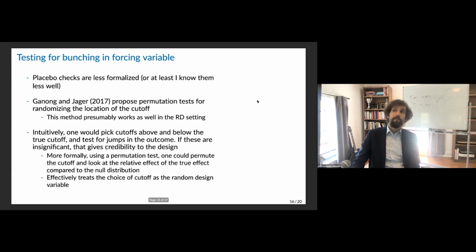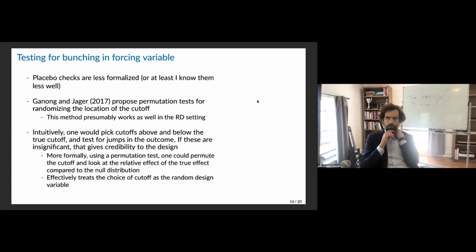So that was testing for bunching in the forcing variable. There's a slightly less formalized approach, but one that I think is quite compelling, and I think comes from Ganong and Jaeger, who have this paper in JASA where they're actually thinking about what's called regression kink designs. But really the idea is a very intuitive one. And from talking to other practitioners, I know this shows up in other places. I just don't know as formalized of language to talk about this.